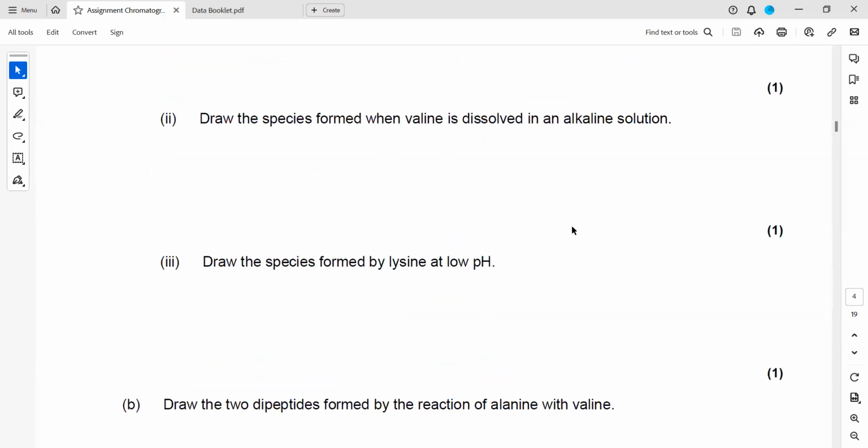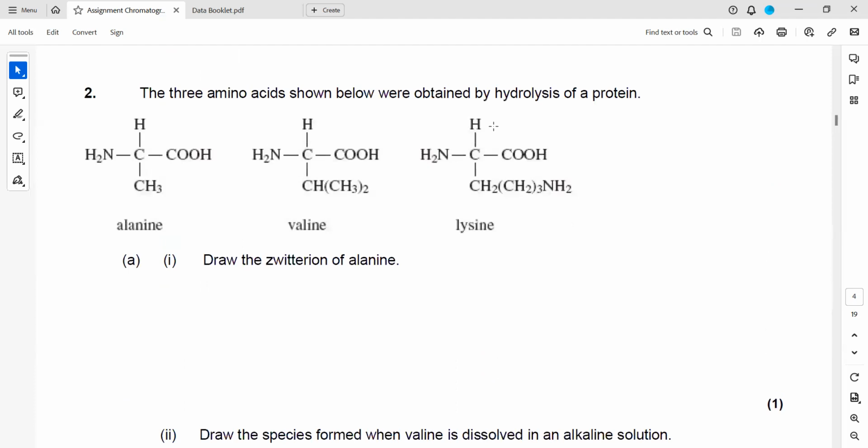Two molecules can be formed. So for the first one, you will take alanine first and valine after. The second one, you will start with valine and end at alanine. This is how the two will form. We don't have to draw a polymer. We have to draw two dipeptide molecules. One is alanine with valine, another one is valine with alanine.